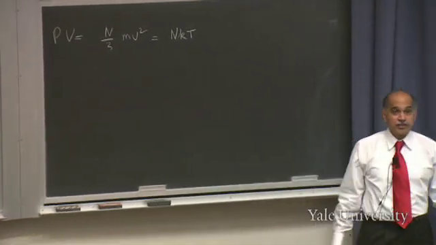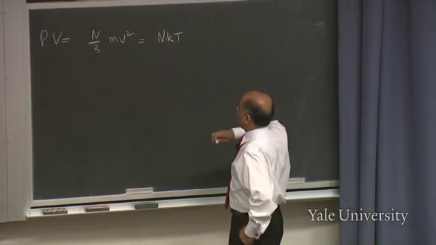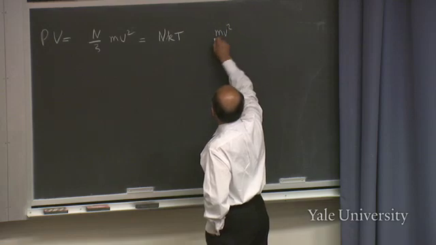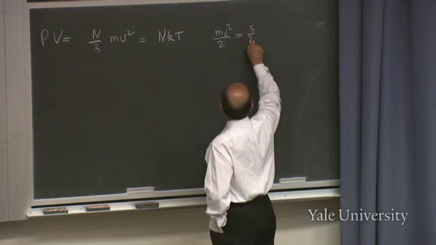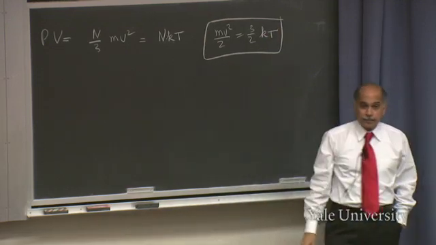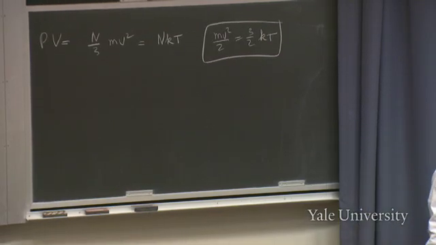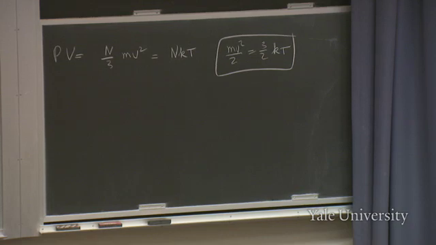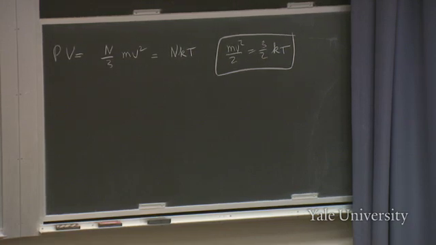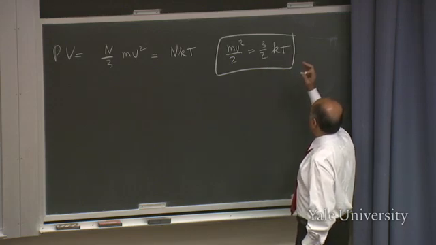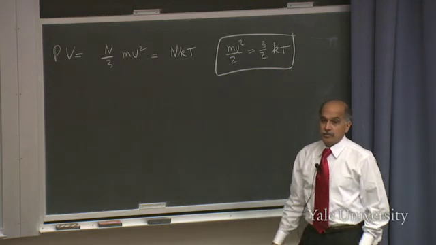So you compare the two expressions, and out comes one of the most beautiful results, which is that mv squared over 2 is 3 over 2 kT. Now that guy deserves a box. Because look what it's telling you. It's a really profound formula. It tells you for the first time a real microscopic meaning of temperature. What you and I call the temperature of a gas is simply, up to these factors, 3 over 2k, simply the kinetic energy of the molecules.